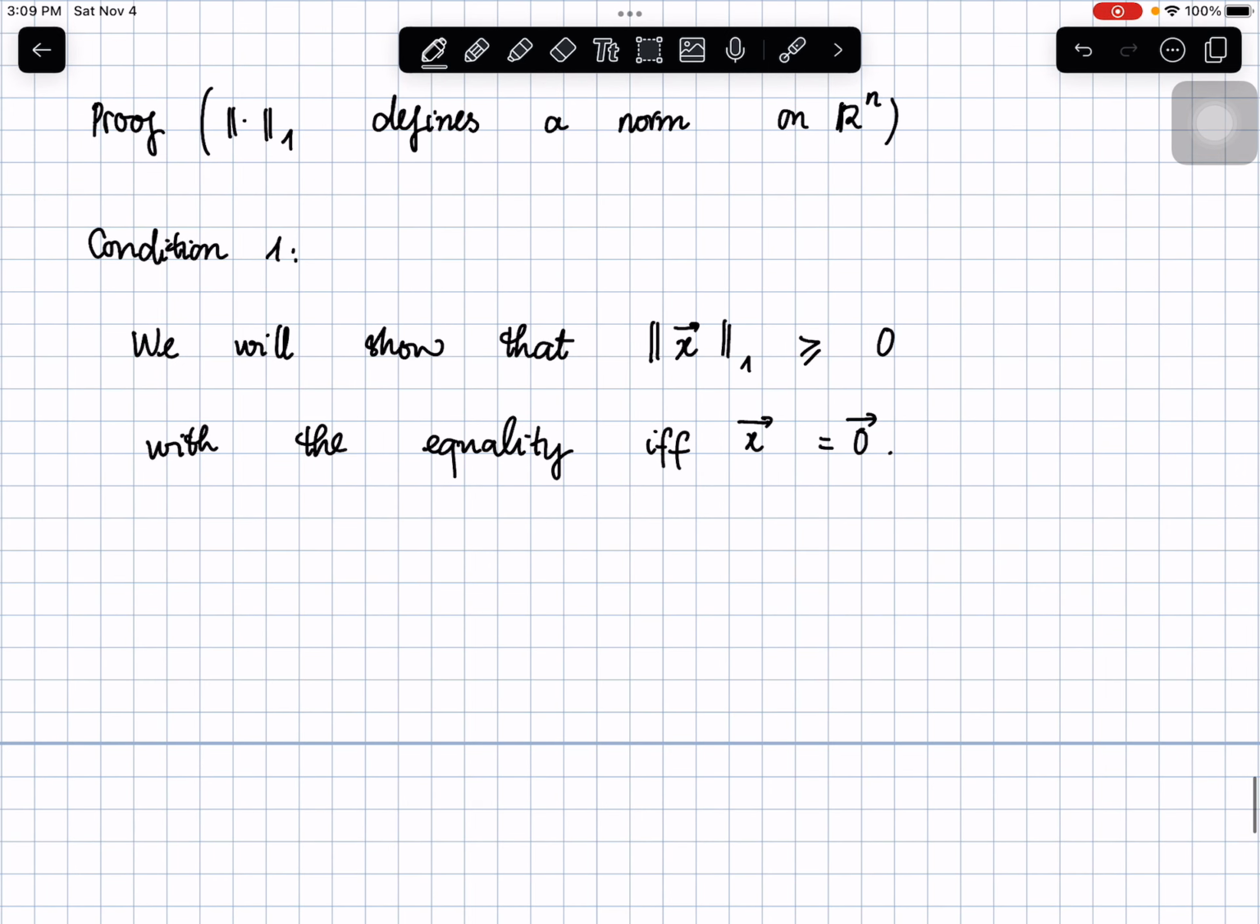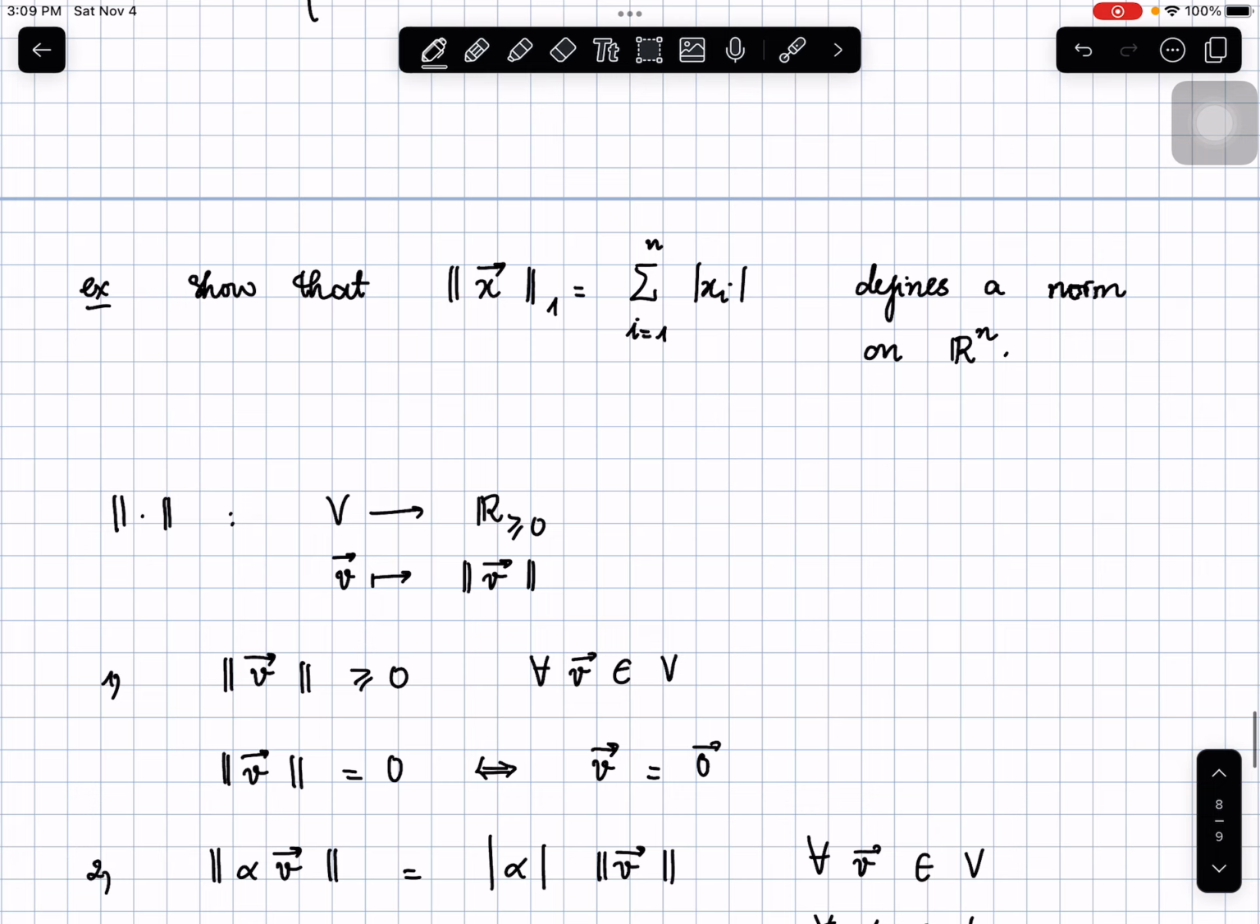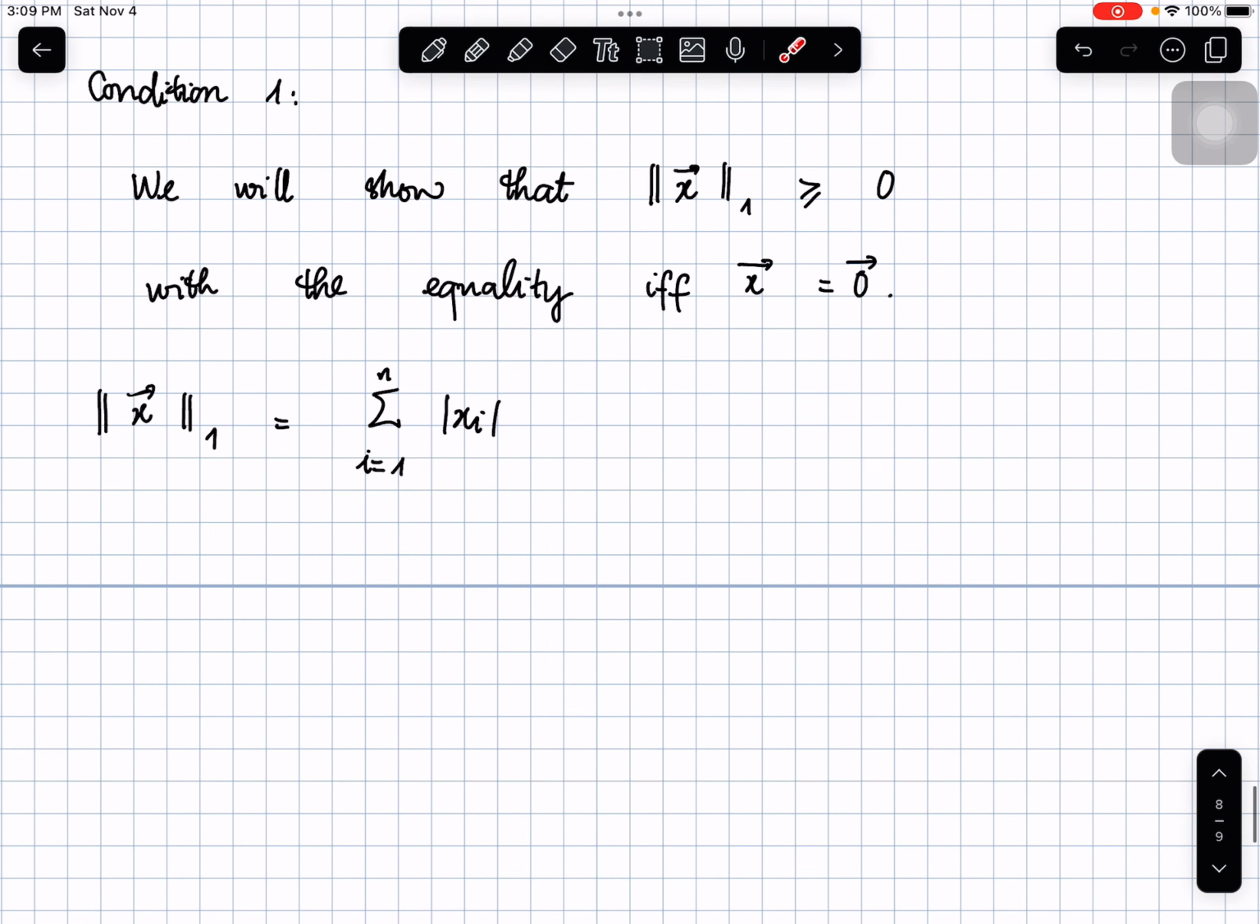So we have norm 1 of x, by definition, is the sum over i from 1 to n of the absolute value of xi, that's by definition here. And because the absolute value of any number is non-negative, this sum will be non-negative. Really true because xi is a real number.